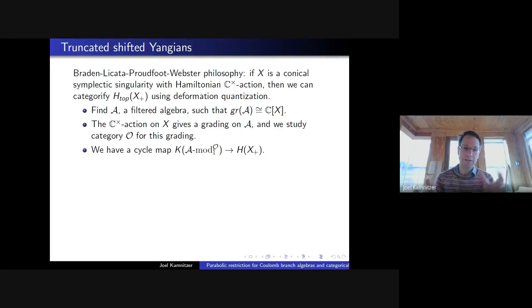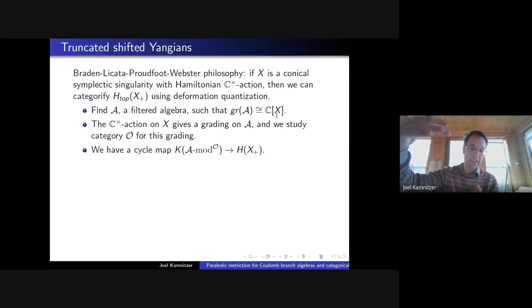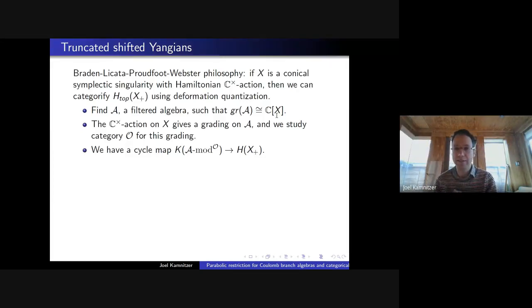Well, you take your module, you choose a filtration compatible with this filtration on A, you take its associated graded, so now it becomes a module over the coordinate ring of X. And because the positive degree stuff in A acts locally and nilpotently on the module, when I take the associated graded, that stuff will also act locally and nilpotently, and that means that this associated graded guy is supported in X plus, and that defines this cycle map.